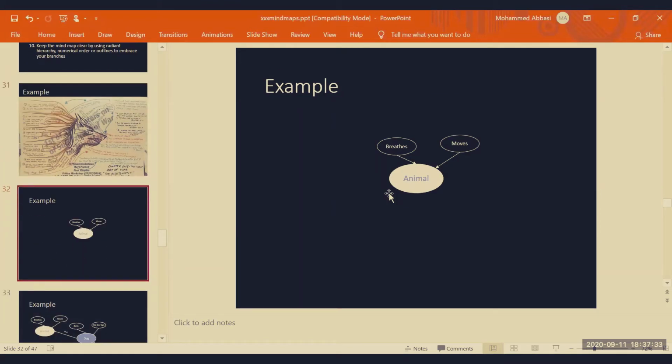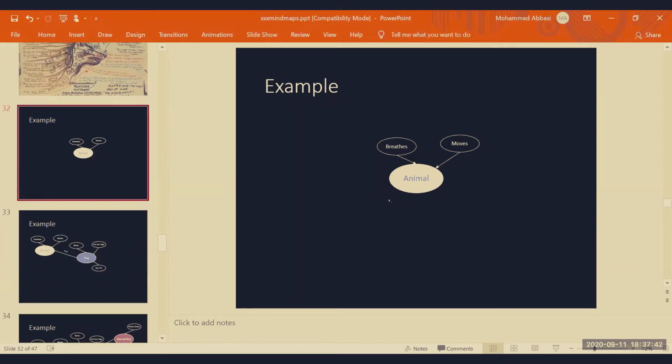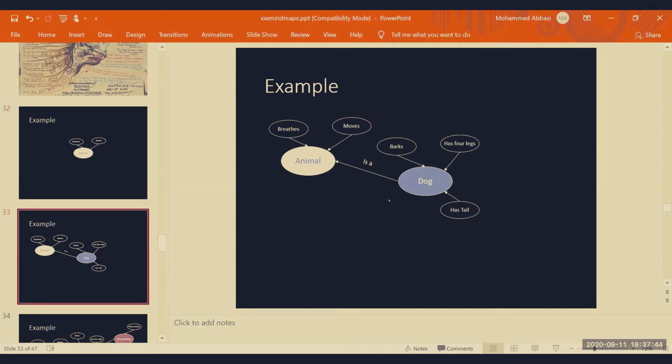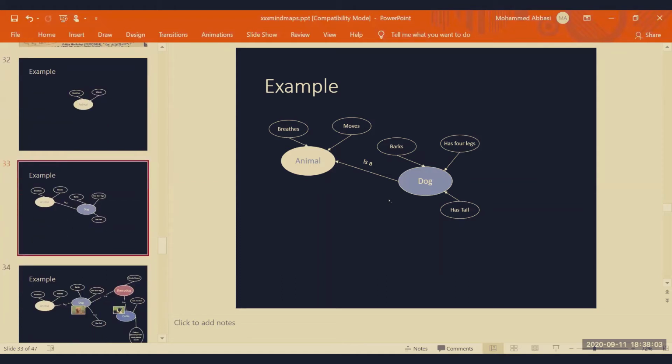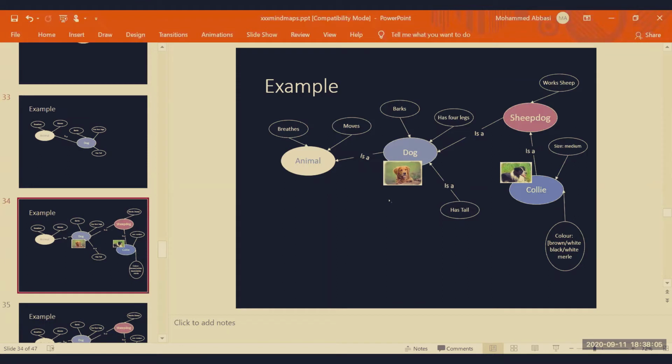So for example, I say to you an animal, and you link two words to it. An animal breathes and an animal moves. Now, next bit, what animal are we talking about? Okay, let's say a dog. Now, what does a dog do? It barks, it has four legs, it has a tail. Remember, animal and dog. Look how much information just on that. And there would be other words going through your head, how to link words to these.